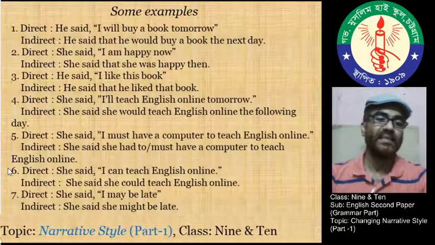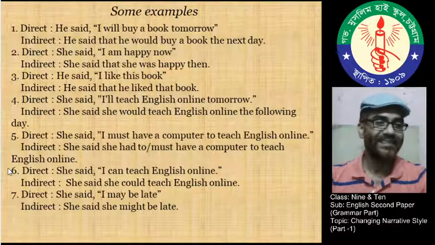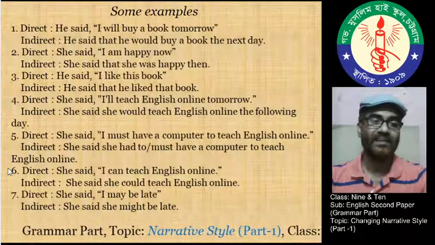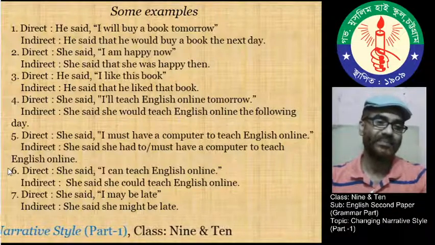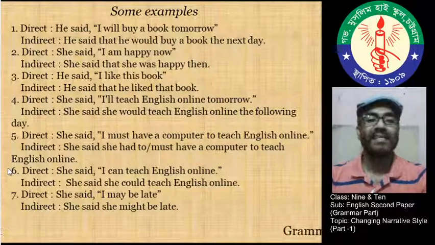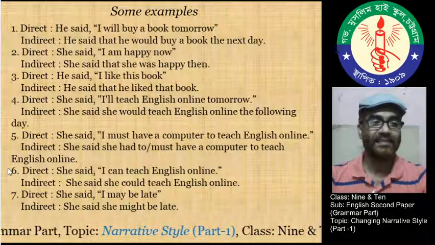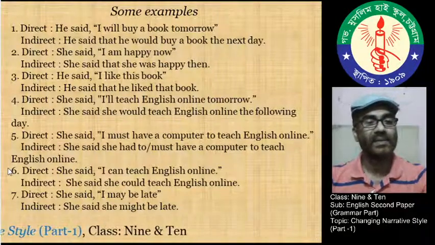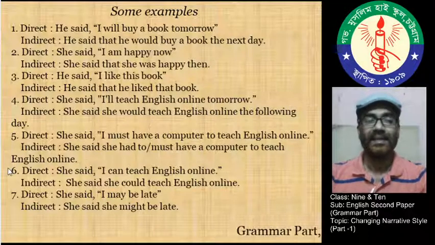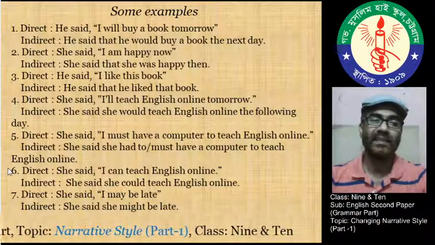Next one. She said, "I am happy now." She said that I is changed to she, am is changed to was, now is changed to then. Direct speech, third one. He said, "I like this book." You see, he said that I is changed to he, like is changed to liked, past tense, and this is changed to that. He said that he liked that book.